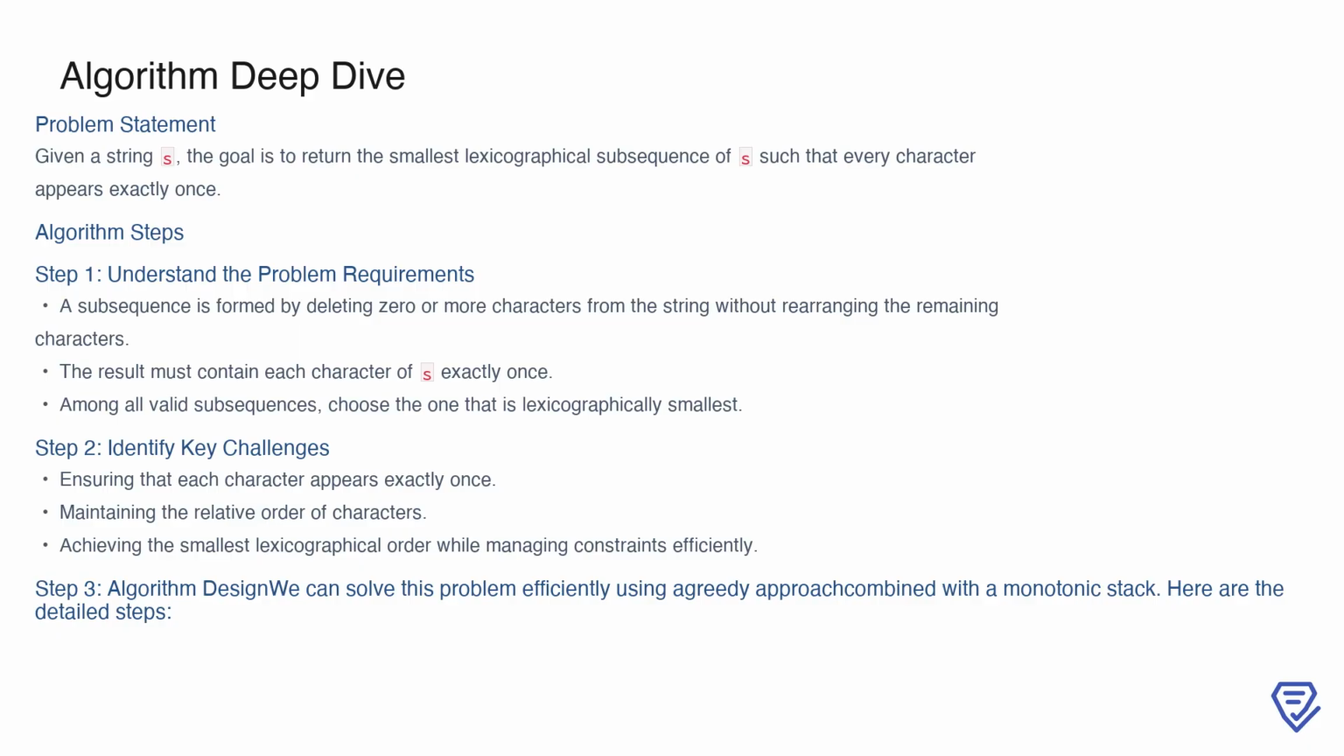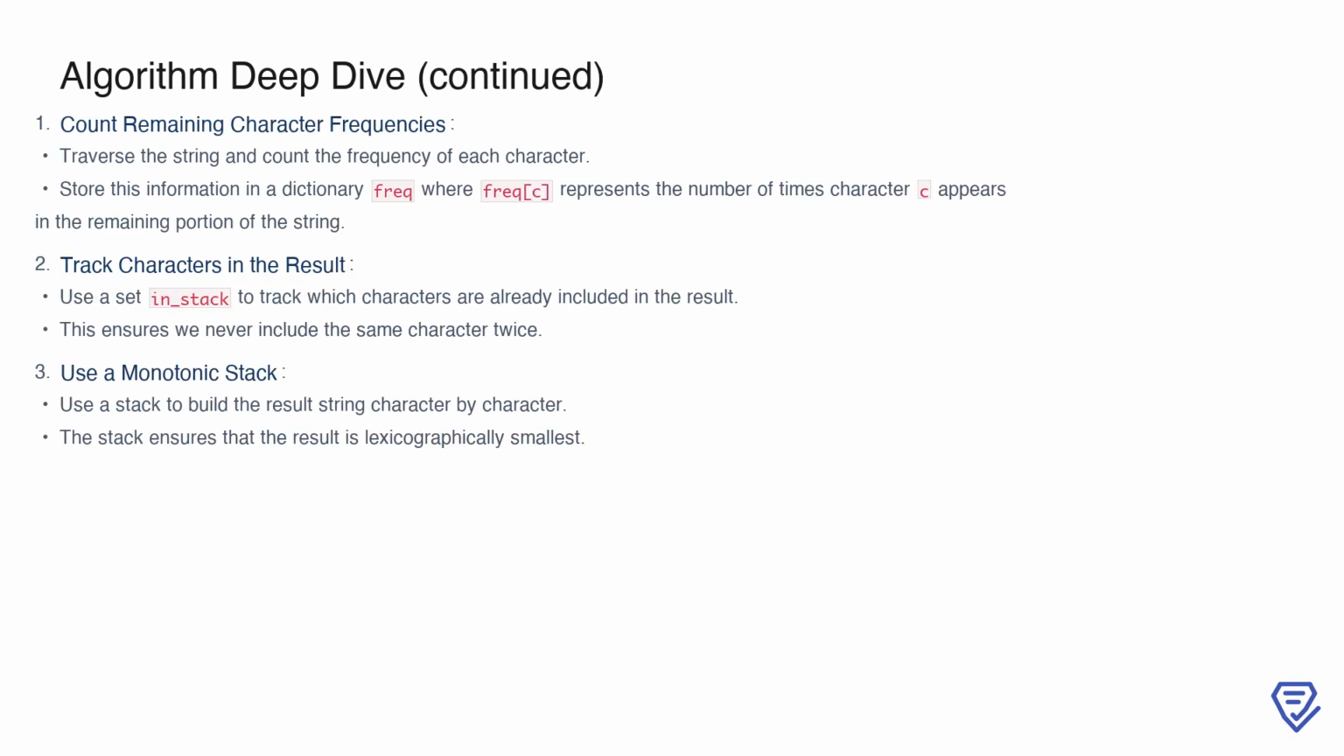To address this, we'll use a greedy approach combined with a monotonic stack, which allows us to efficiently construct the result while adhering to all the constraints. The algorithm begins by tracking the frequency of each character in the string. By traversing the string once, we can store this information in a dictionary called frequency, where each character maps to the number of times it appears in the remaining portion of the string during the iteration. Next, we maintain a set called in_stack to track which characters have already been included in our result. This ensures that no character is added to the result more than once.